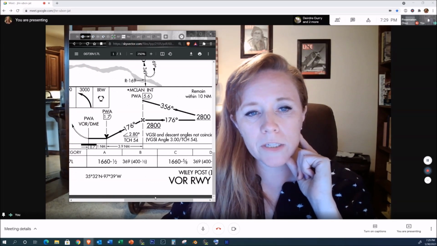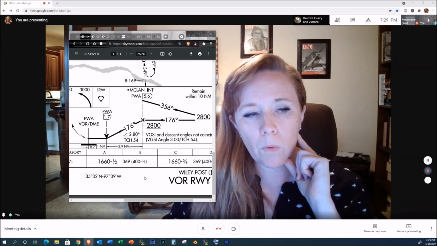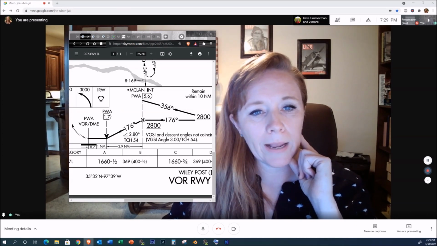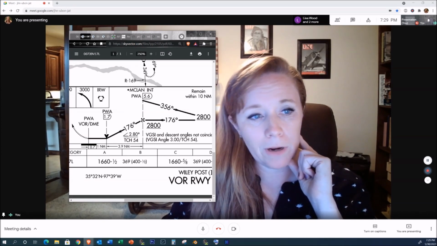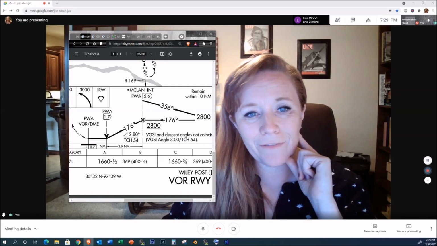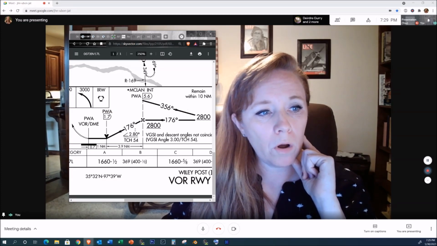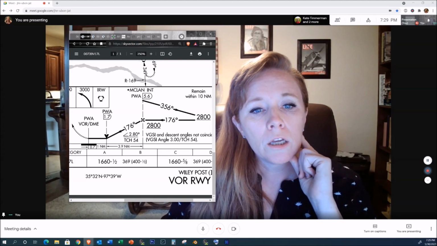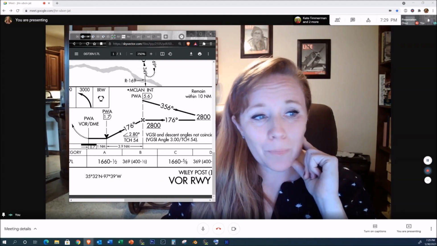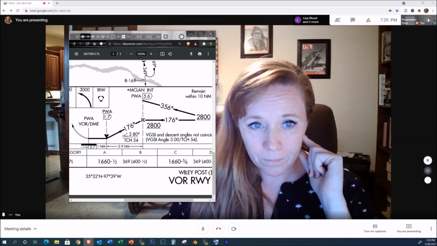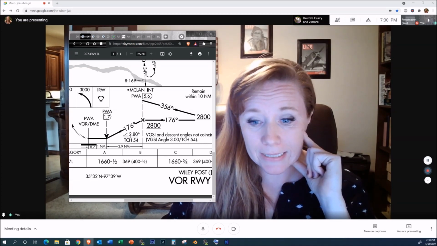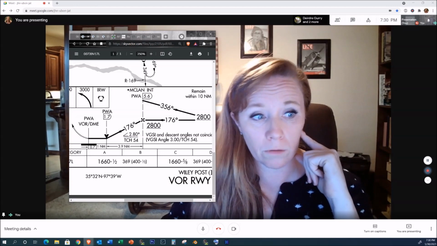And I picked this one because there's not a bunch of step downs. Because what I wanted to talk about here is that, like I said earlier, you can do dive and drive, right? So technically, when you pass the final approach fix, you could go all the way down to 1660 and then drive forward. You could descend prior to the VDP, right? So they're saying you're safe down to 1660. As soon as you see the runway, you can go to the runway.